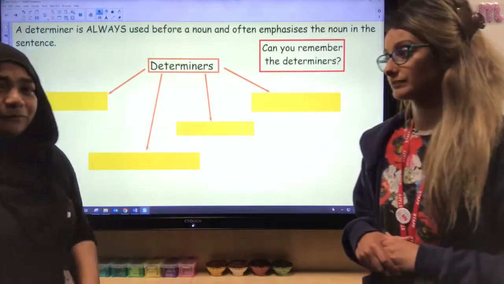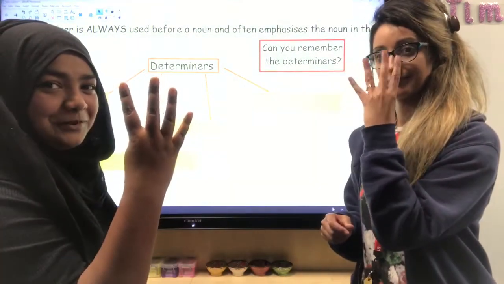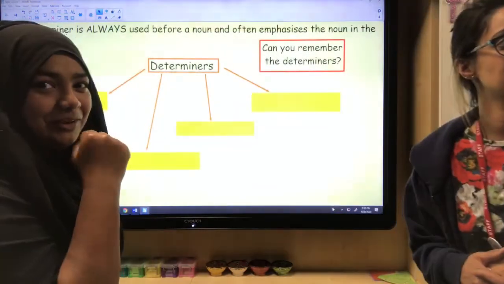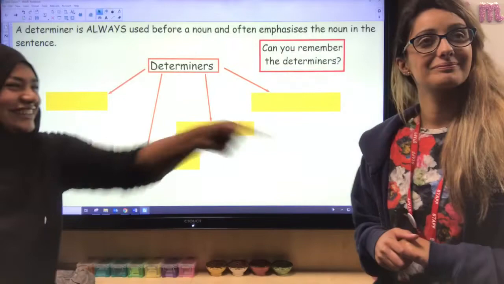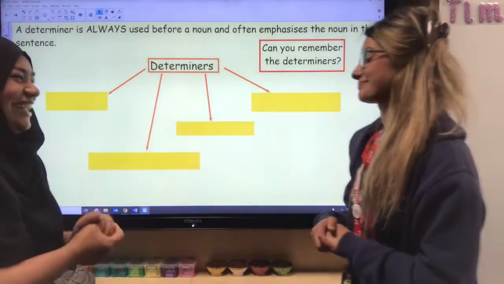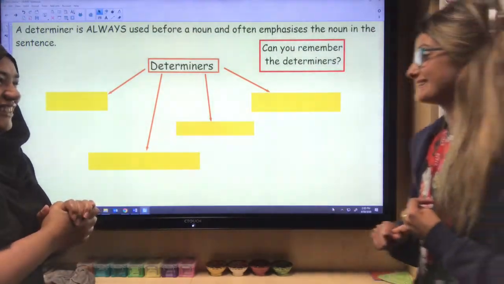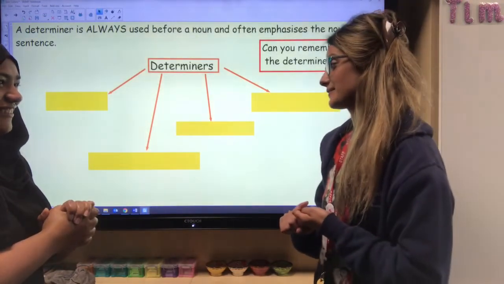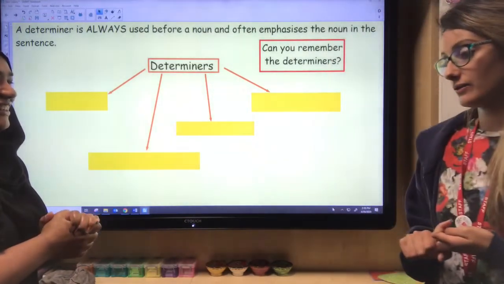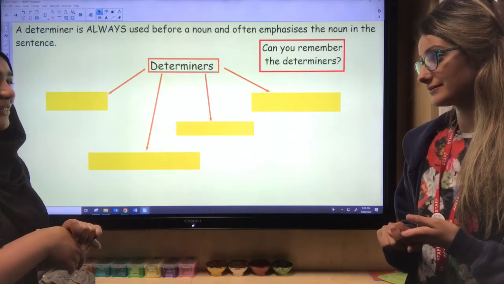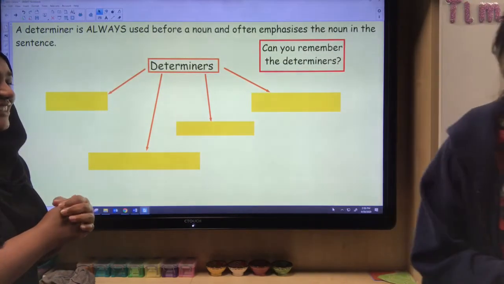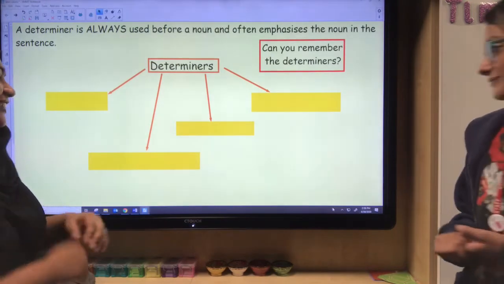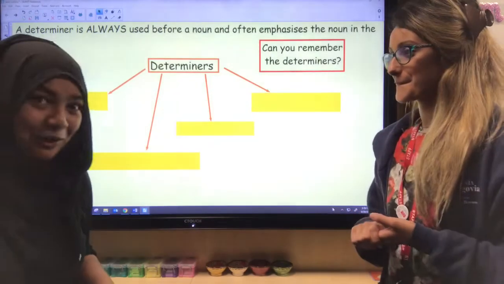So can you remember the 4 different types of determiners? Pause the video, have a little think. Right, Mrs. Gale, down to you. Do you remember any of the determiners? Yeah, quantifiers. Right? Possessive. Yep. Articles. Yep. What's the last one? Ordinals, like numbers. Nope, that's quantitative. Demonstrative. Good. So she worked in a really odd fashion.